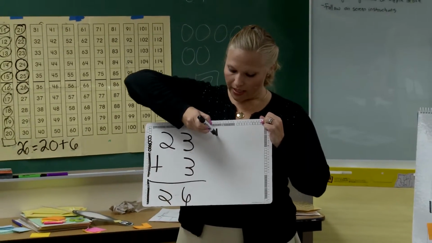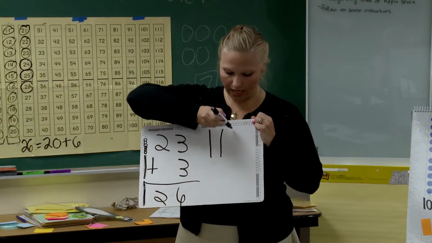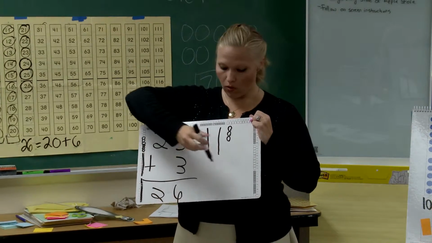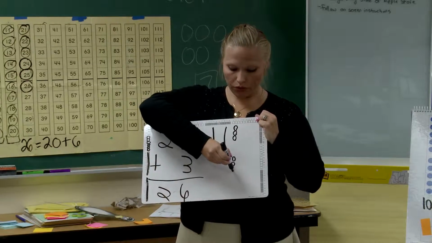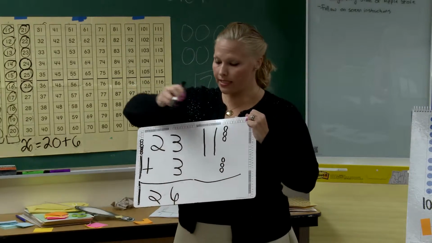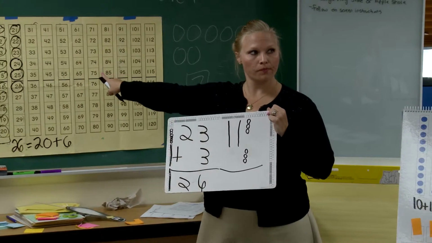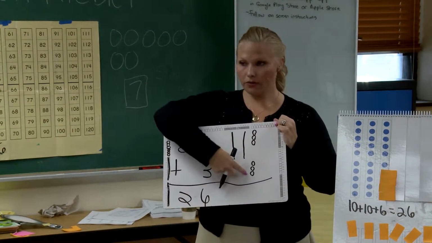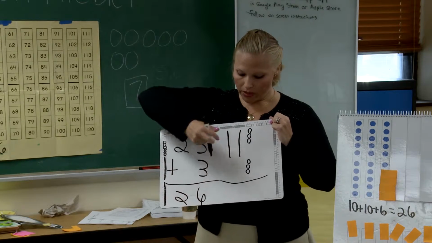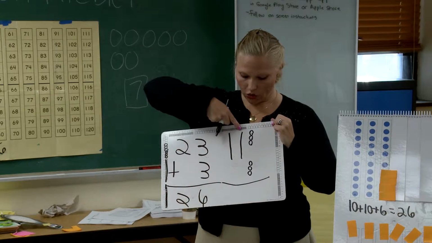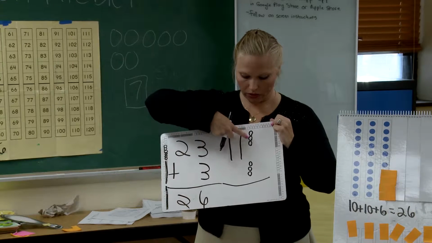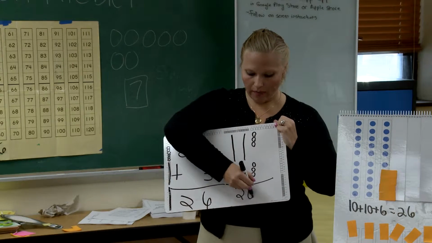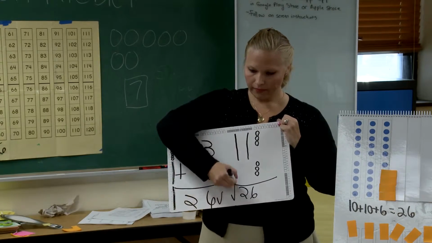Say it with me. 10, 20, 21, 22, 23. Let's add 3 more. 1, 2, 3. Boys and girls, did I make a new 10 over here? No. Did I make a 10 over here? No. Would I make a new 10 over here? No. Boys and girls, let's count. 10, 20, 21, 22, 23, 24, 25, 26. Do they match? Yes. That's it.